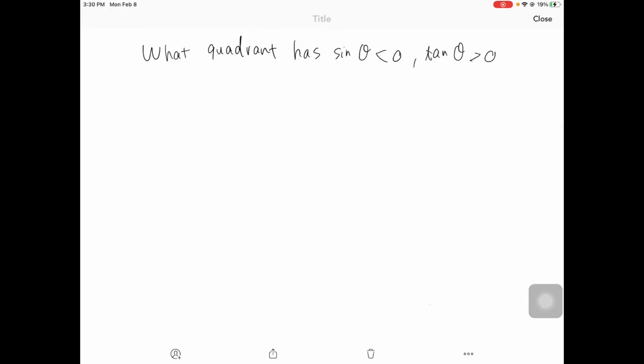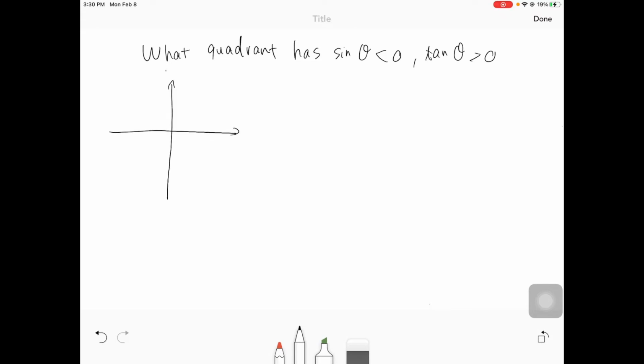Today I'm here to explain about this question. What quadrant has sine theta smaller than 0 and tangent theta bigger than 0? First, let me explain what a quadrant is.